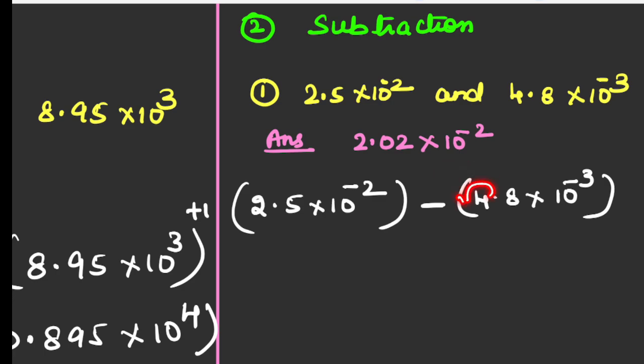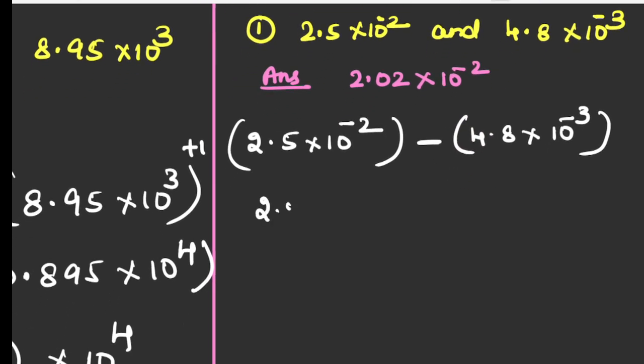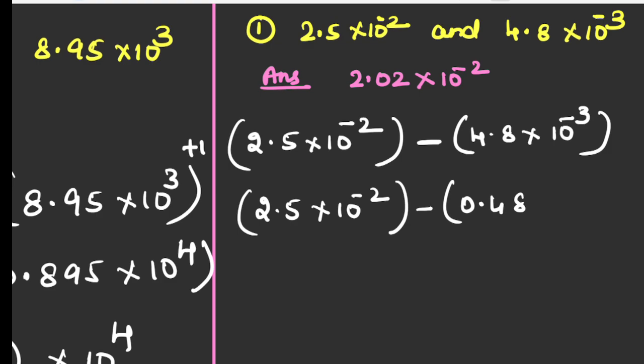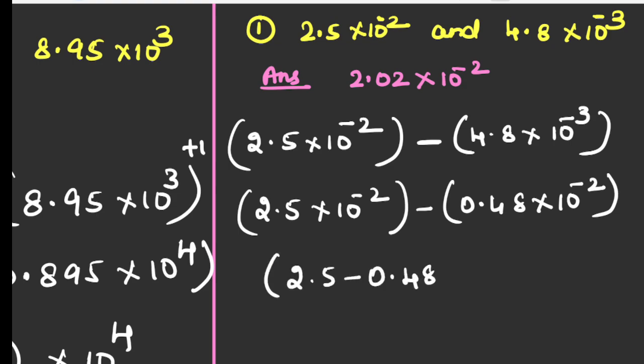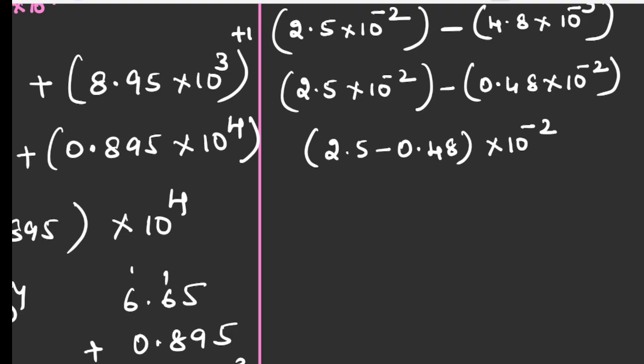So it will become 0.48. So 2.5 into 10 to the power of minus 2 minus 0.48 into 10 to the power of minus 2. So the powers we have made equal. So now the numbers you can subtract. 2.5 minus 0.48 into 10 to the power of minus 2. So now subtract these two numbers.